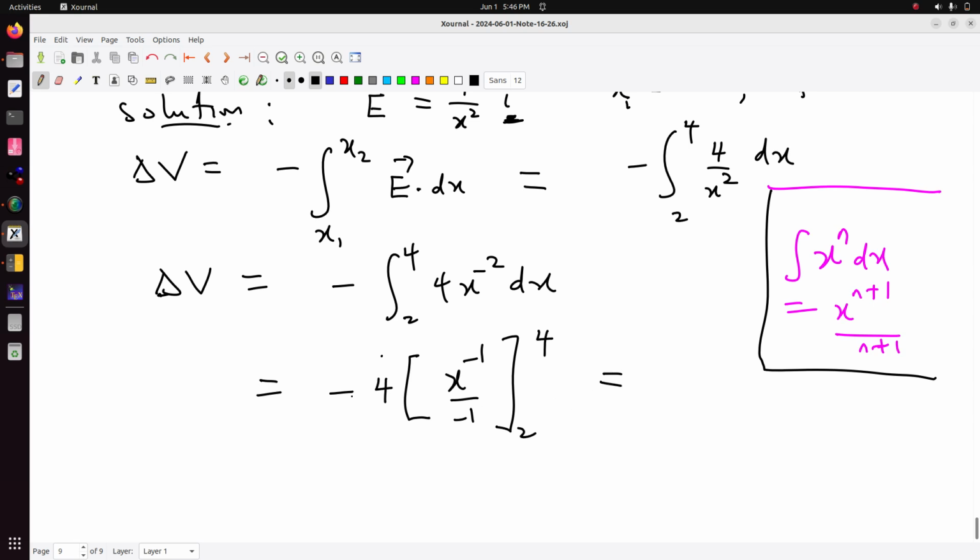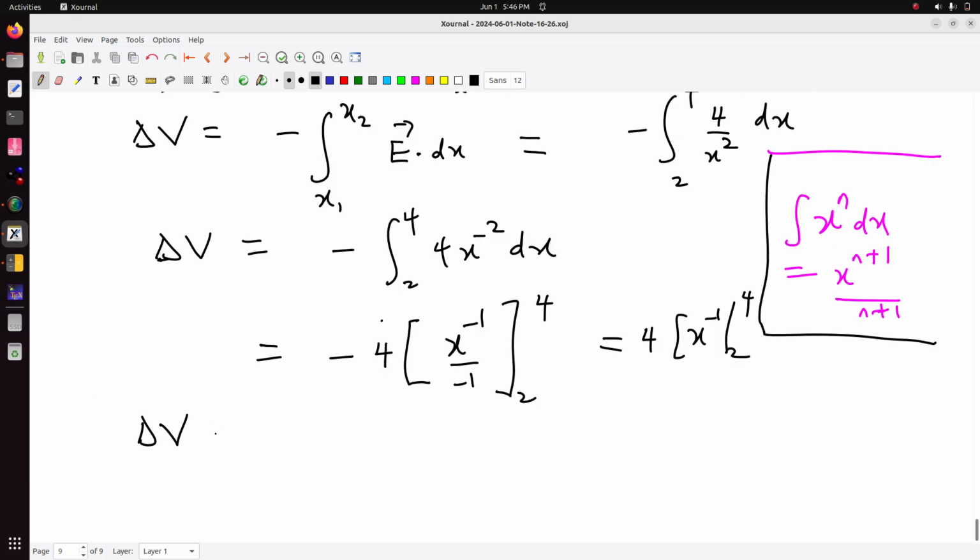This minus, that will be plus, so that will be 4 times x^-1, from 4 to 2. So the potential difference is now 4 times the bracket of 1 over 4 minus 1 over 2. And 1 over 4 minus 1 over 2 is minus 1 over 4, multiplied by 4, so that will be minus 1 volt. So that is the potential difference.